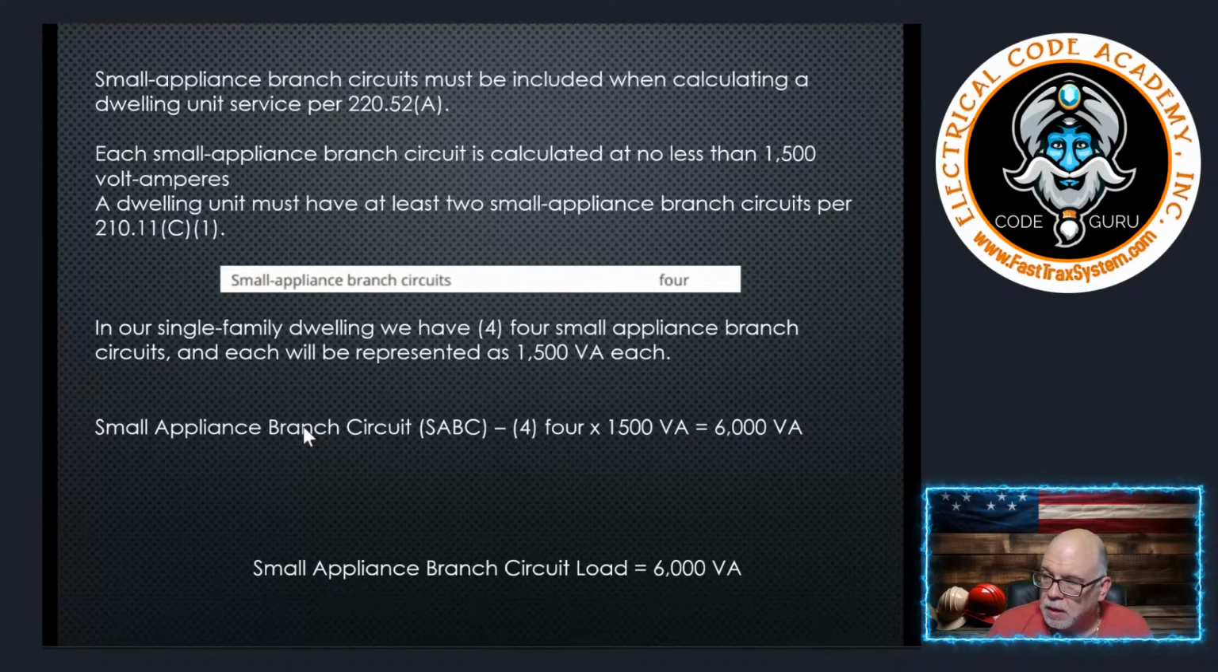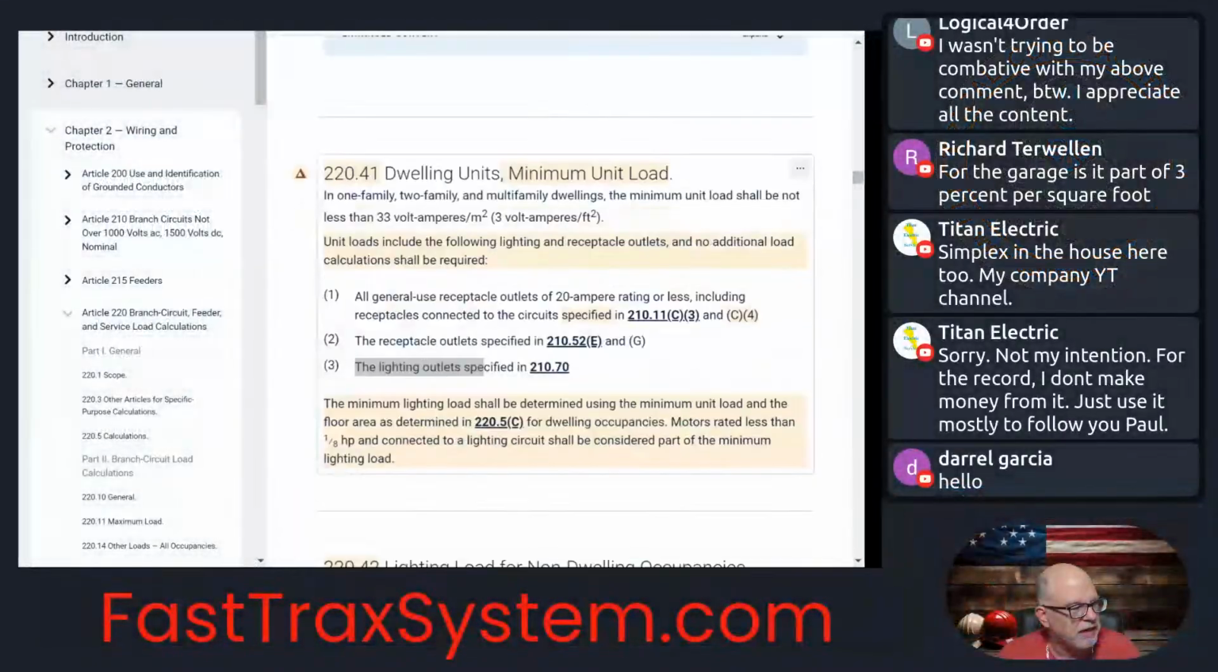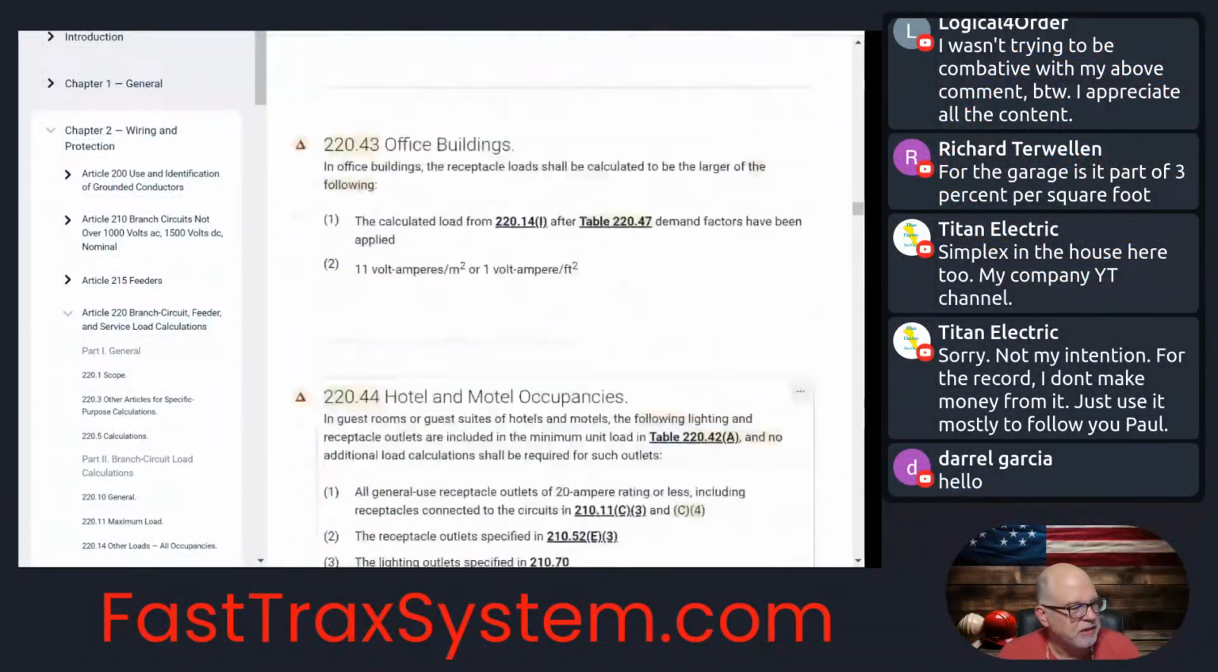Well, you know that if they don't tell you how many small appliance branch circuits are in there, then you just have to assume there's a minimum of 2, right? In our case, we're told that it's 4, so easy for us. So in your code book, you'll see that in 220.52(A), and we'll go look at that in the code book, just so we can see it, 220.52.